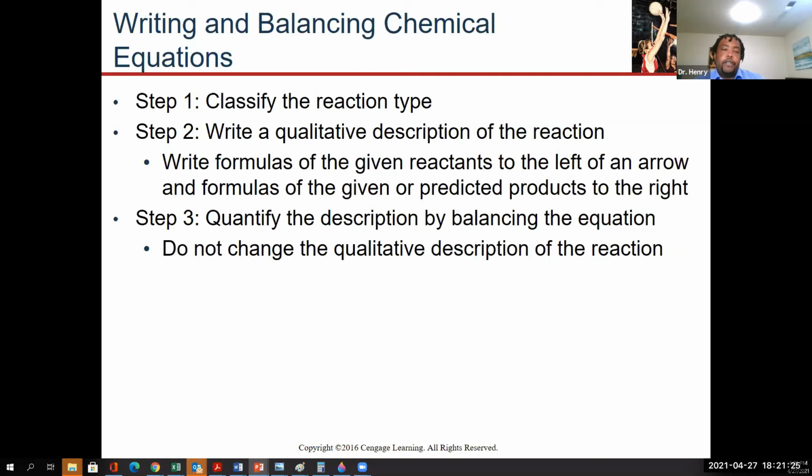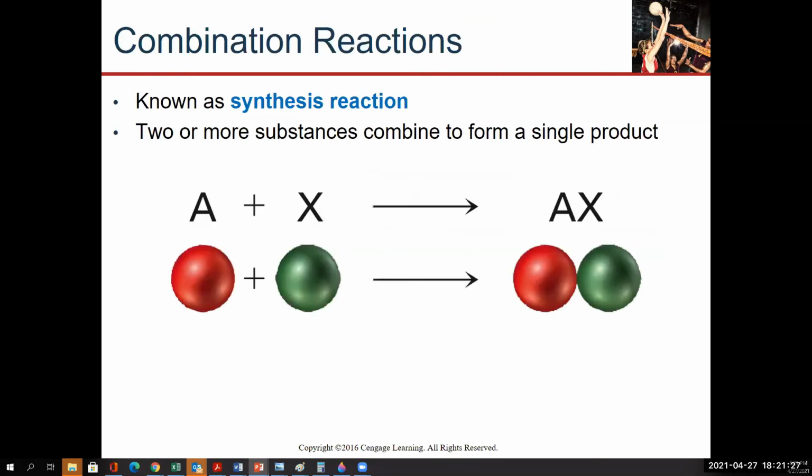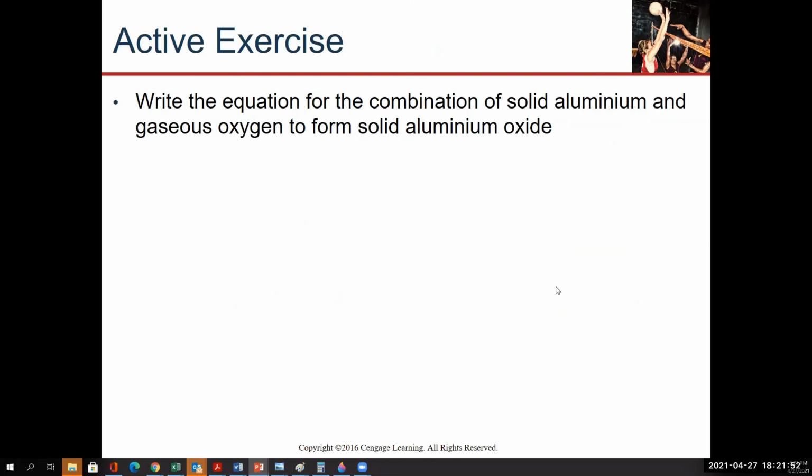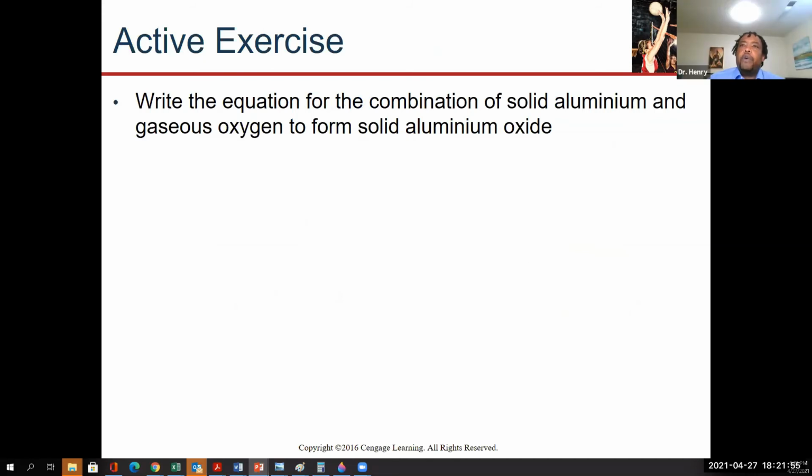Okay, so that's pretty much it in terms of writing chemical equations. Then we talk about the types of equations. We kind of talked about this in the lab miles and miles ago, right? We're just getting caught up on the lecture here. So we have A plus B yields our synthesis reaction, okay? When you have 2 things that are coming together, they're synthesizing something. Okay, so write the equation for the combination of solid aluminum and gaseous oxygen to form solid aluminum oxide.